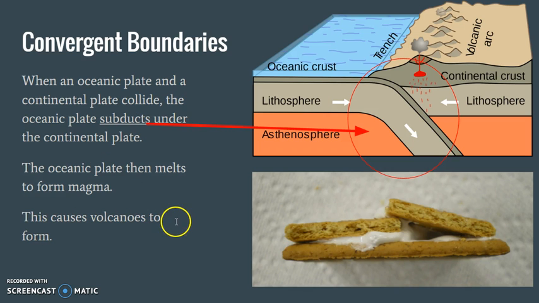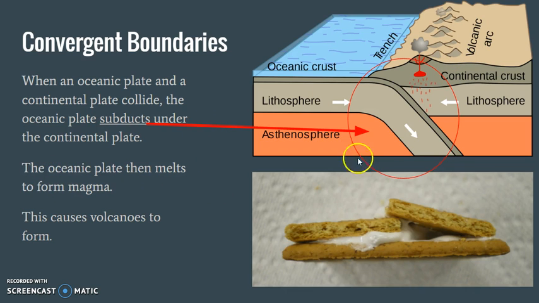All right. The other type of convergent boundary is called an oceanic and continental collision. When the oceanic plate and the continental plate collide, the oceanic plate subducts under the continental plate. Subduction means it gets pushed down. Remember, we had that vocabulary word, subduction. The oceanic plate gets subducted because it's more dense than the continental plate, so the continental plate kind of floats on top of it.